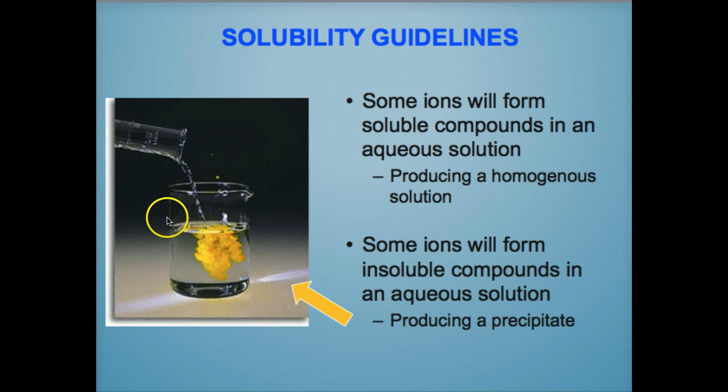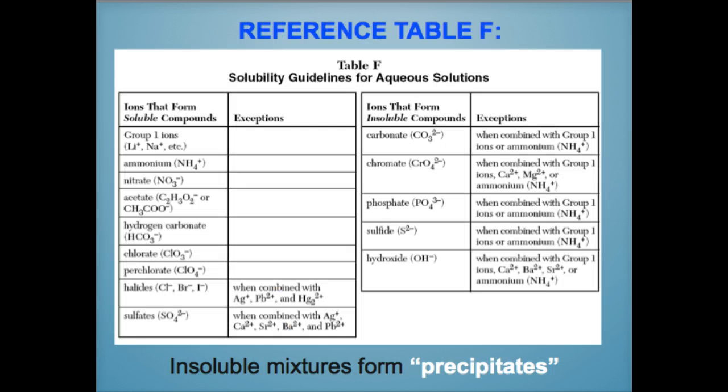As you can see in the picture on the left, from a lab that you did earlier this year, physical and chemical changes, we saw that we formed a bright yellow precipitate, which is really just a solid within a solution. So if you could take a minute to open up to table F, that's really what we're going to be looking at for the main focus of this video. Table F is broken up into two charts, one that forms soluble compounds and one that forms insoluble compounds.